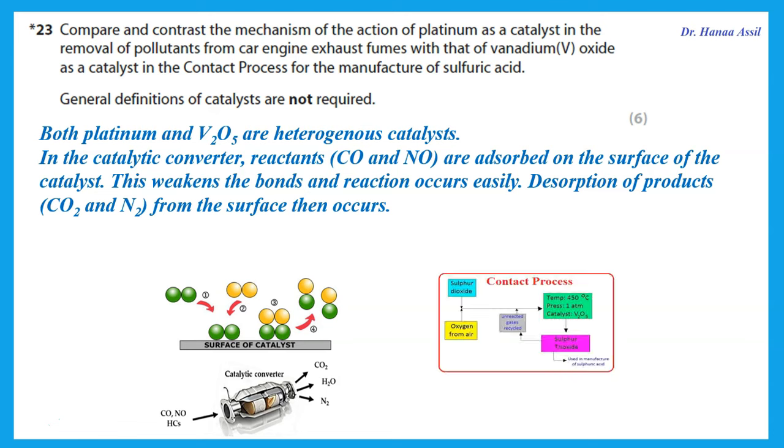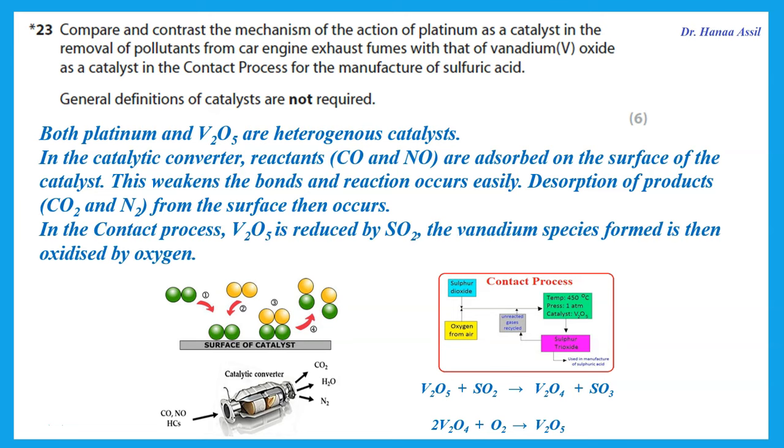Now, the contact process. What was the contact process? It was the reaction of sulfur dioxide with oxygen to give sulfur trioxide. And we said the catalyst in this case is V2O5. So what happens is the V2O5 first reacts with the sulfur dioxide. It is reduced, and the vanadium species that is formed is then oxidized by oxygen, and the V2O5 is regenerated.